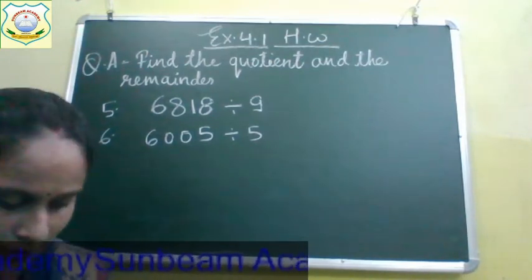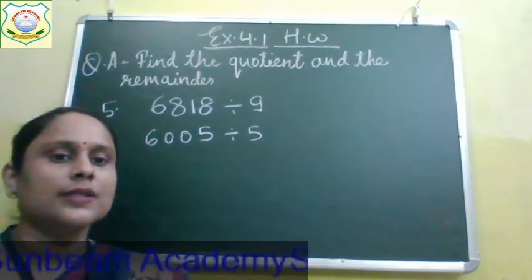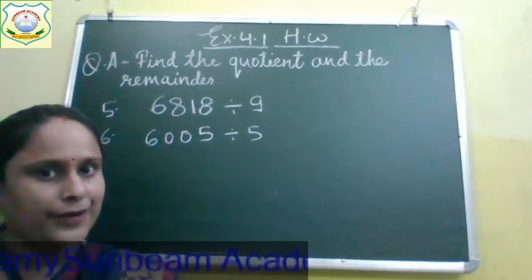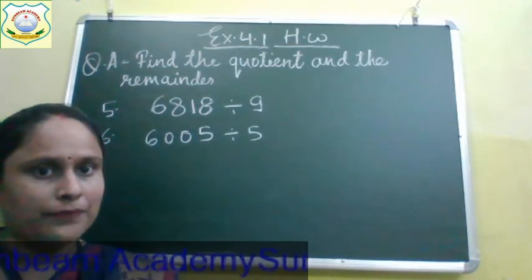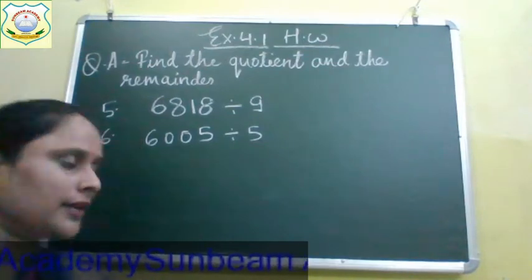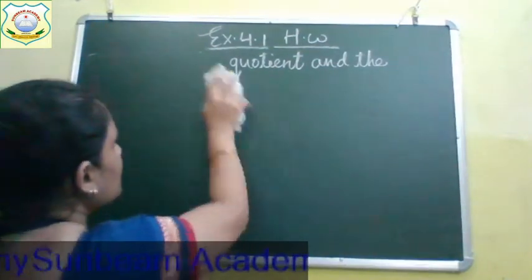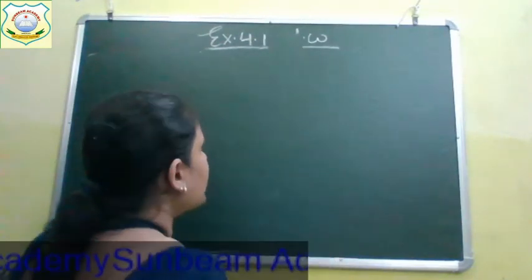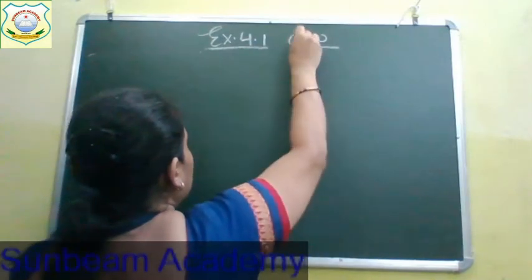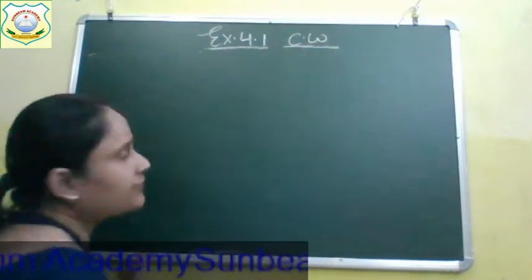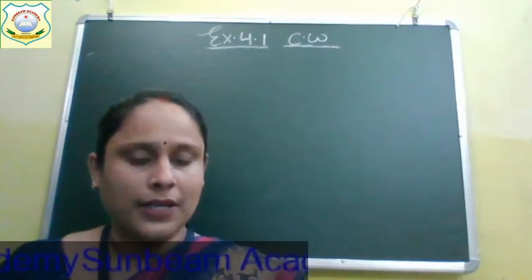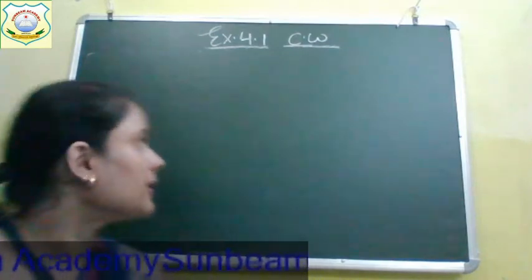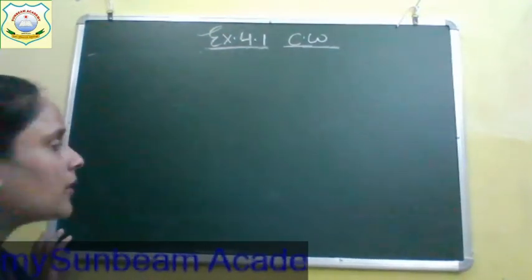Everyone has written? All of you have written? Now see question B. Everyone has written exercise 4.1 homework questions of question A. Done? Now come to question B. See question B everyone. Now you will write classwork. We are doing classwork, so you will write classwork. Now come to question B. Your question B is: divide and check your answer. Same exercise 4.1, question B.